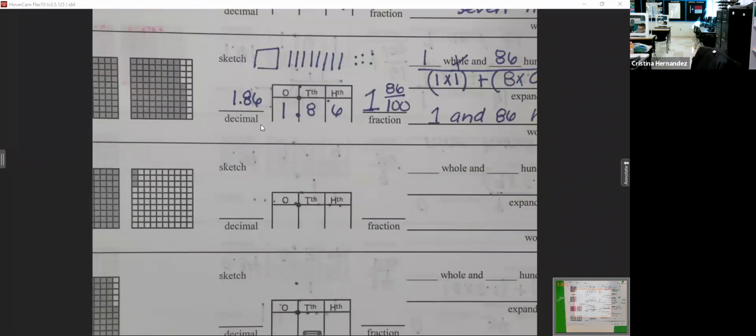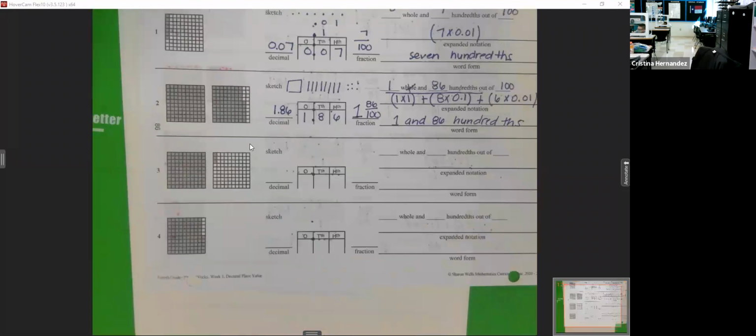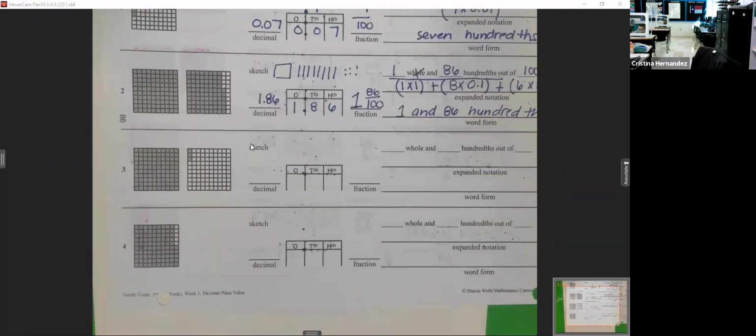Where the 1 fits is for the holes. On this one? Then you get to see that. And then one, and then you write your fraction. Would be 86 on top. And then 100. Like that. So do your next one like that. The number 3 like that. Right? Because you have 1 hole?